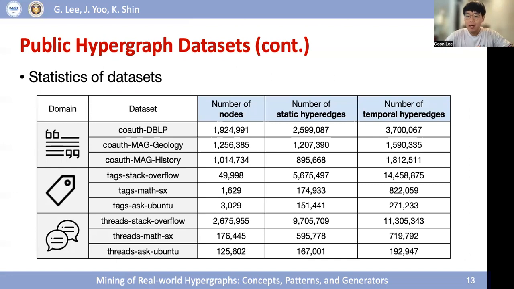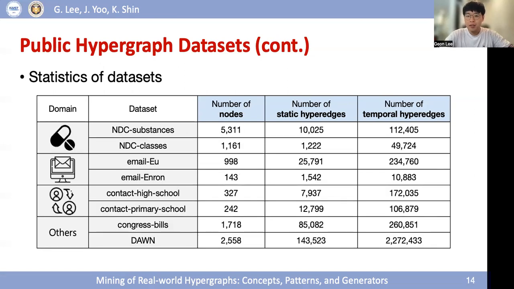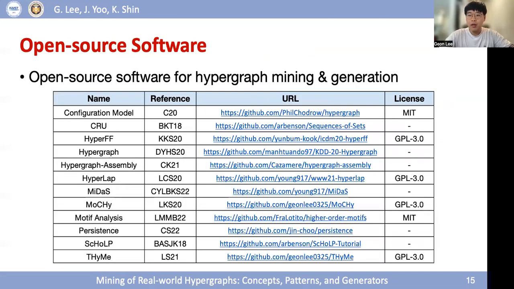We can see that there are hypergraphs with different numbers of nodes and hyperedges. And basically, these hypergraphs are given with temporal information, which means that the time of arrival of each hyperedge is given. But for static analysis, we can simply ignore the temporal information and transform them into static hypergraphs as well. These are some of the other datasets that are released. And also, there are many open source implementations for mining and generating hypergraphs. These are the GitHub links to the models that will be covered in this tutorial.